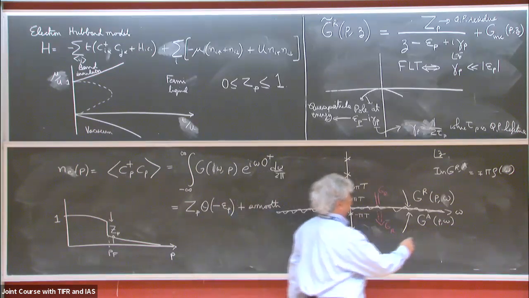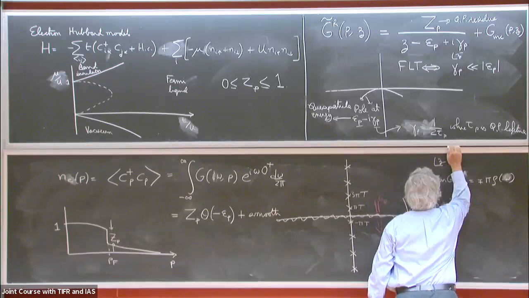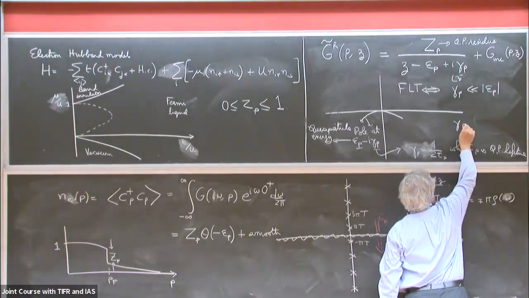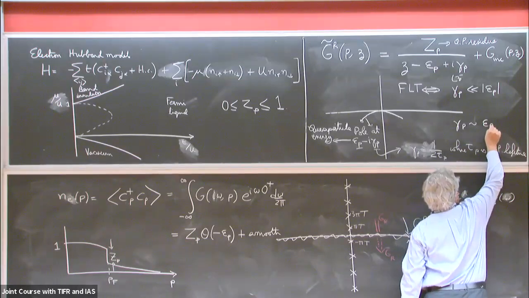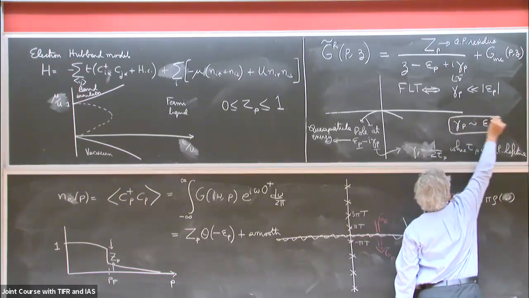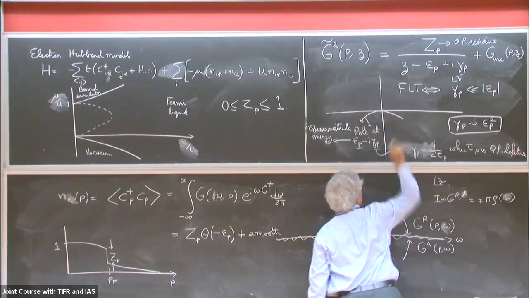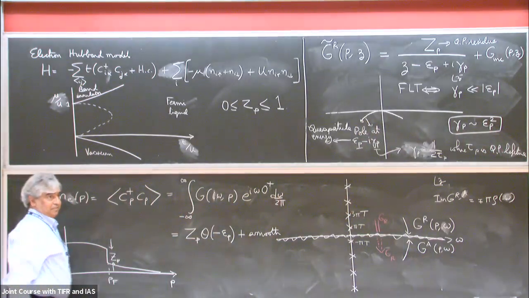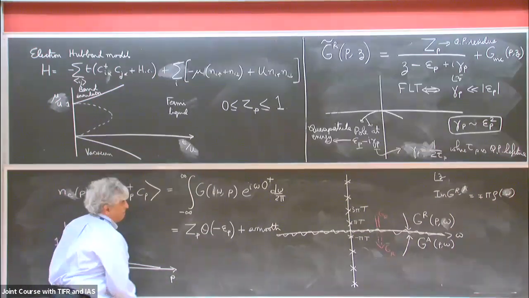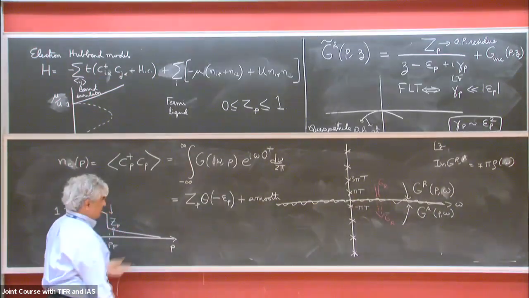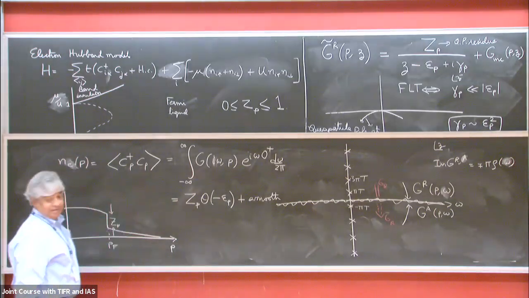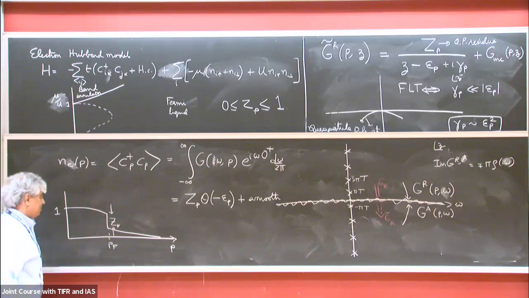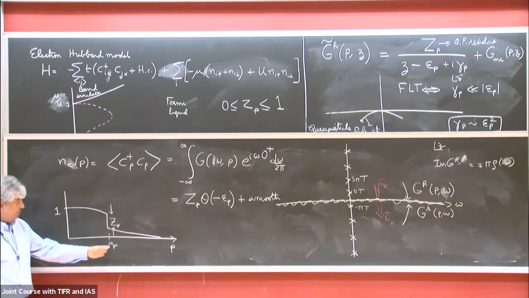So what we're going to find, thank you for pointing that out, is that gamma P, in fact, this is the next result, gamma P will be of order epsilon P squared. And that's why I drew this as a parabola. So if gamma P vanishes, then there's a big discontinuity. Okay, so I invite you to just play with these contour integrals to verify that this is the case. All right, so there's a discontinuity, but it's exactly at some Fermi momentum.